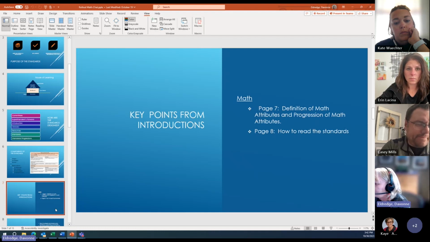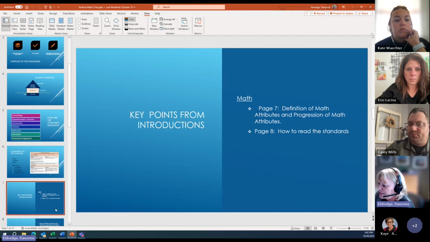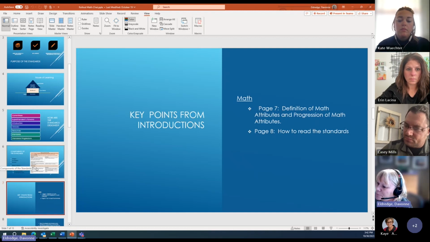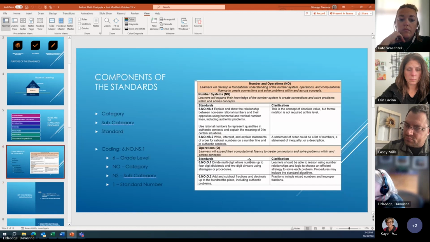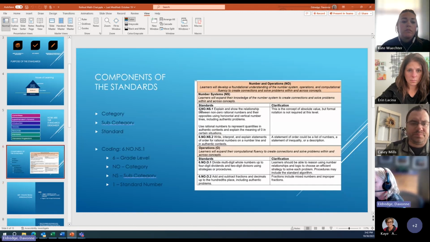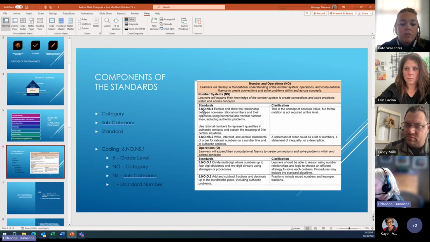Page 8 explains how to read the standards. And so it talks about what the coding means within the different standards. And if we go back to the previous slide, you will see that there is a code at the beginning of the standards. The 6 refers to the grade level. The NO refers to the category.